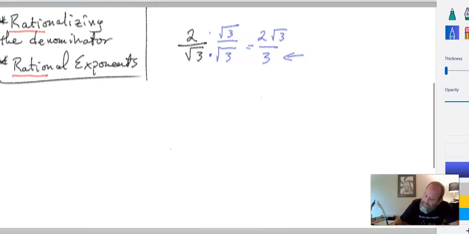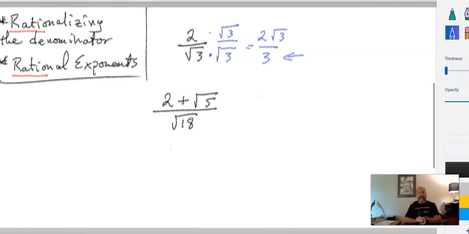So if I have something a little more complicated, let's just do this. Let's say I have something like this, and let's say it is the square root of 18. My goal here, if I'm going to rationalize my denominator, is to get rid of that square root of 18. Now, the square root of 18 can reduce though. So we do need to reduce this first.